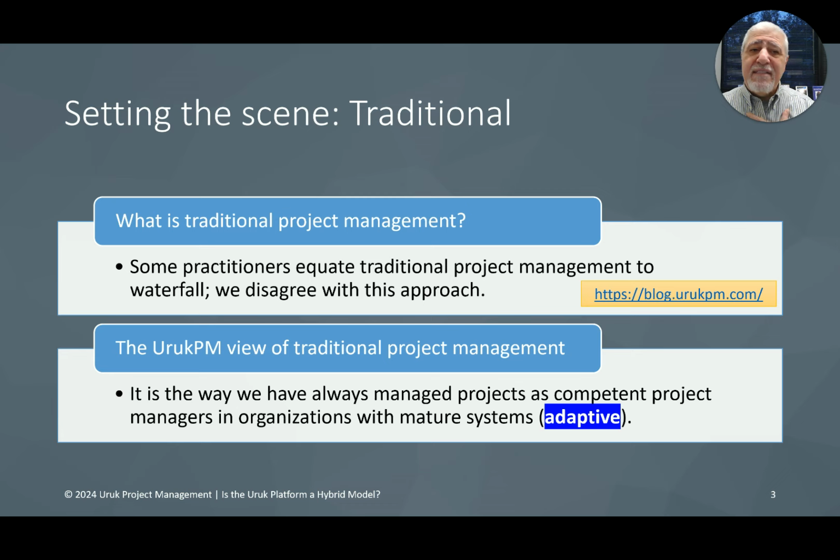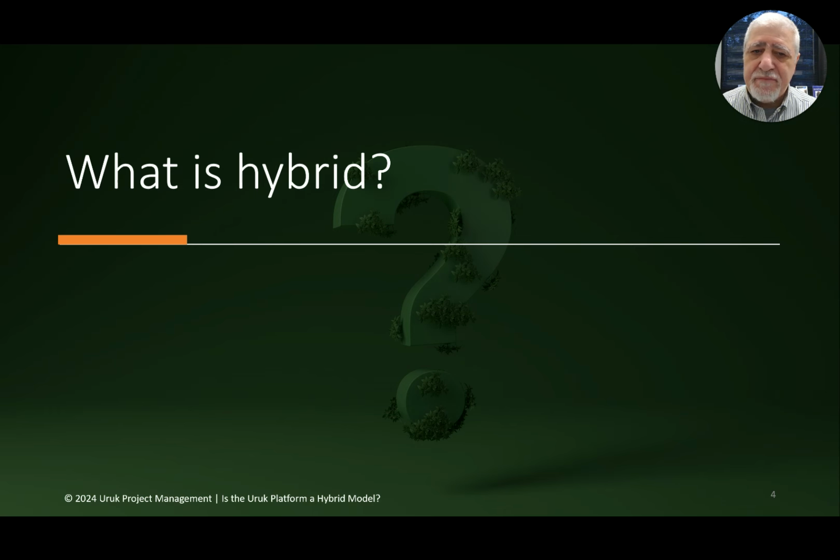So that is our view of traditional project management, which is, in other words, I can say traditional project management or project management to me they mean the same, right? So project management historically, which means traditionally, has been adaptive. That's very critical, a piece of information that we use to build our case in this discussion. So that brings us quickly to the question of what is a hybrid?